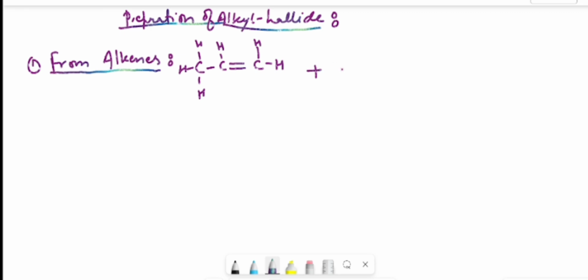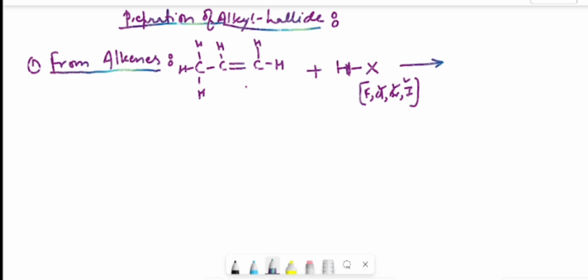If I add it in the presence of HX, what does HX mean? H means hydrogen and X can be fluorine, chlorine, bromine or iodine. This can be any halogen. So this is a halogen acid: if it is fluorine then hydrogen fluoride, if chlorine then hydrogen chloride, if bromine then hydrogen bromide, if iodine then hydrogen iodide. So when alkenes are treated with the halogen acids, it will give us the addition reaction. What does addition reaction mean?